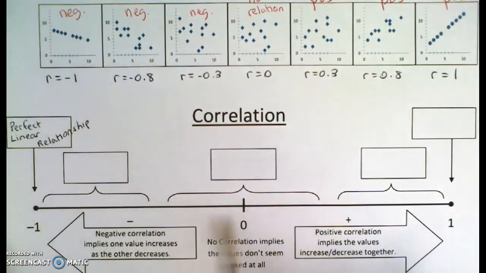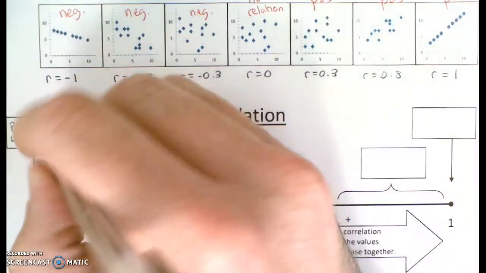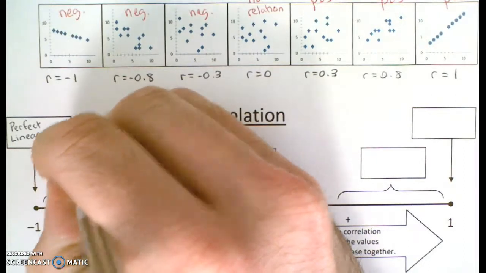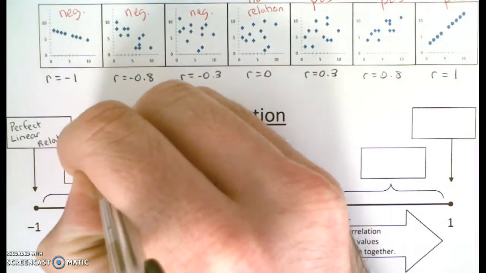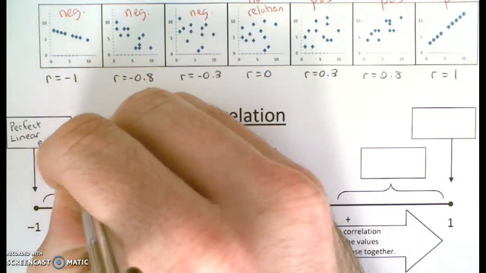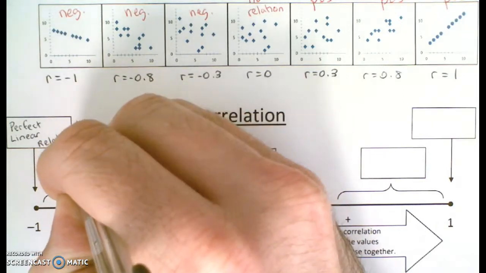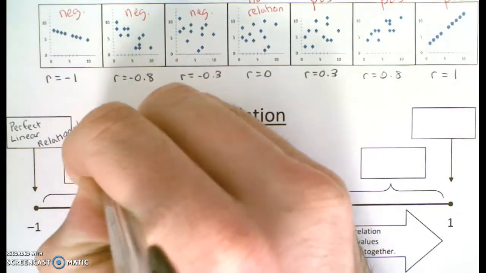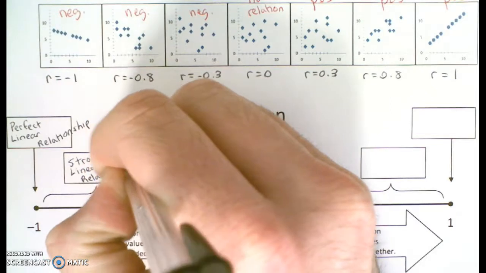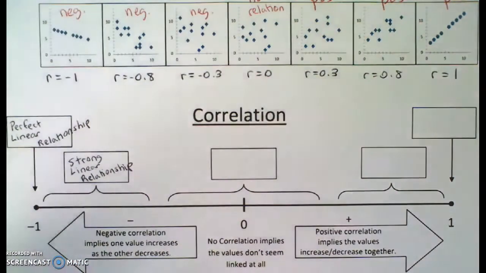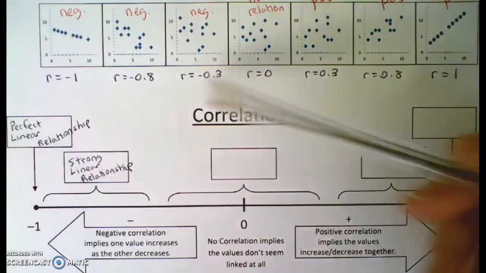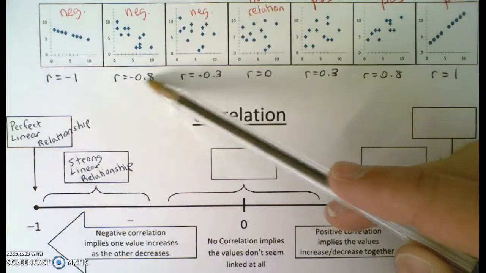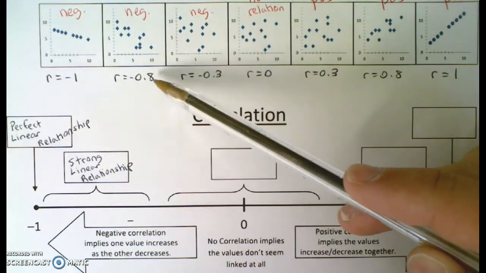Things between 0 and -1 that are still negative have a strong linear relationship. So they're not perfect, but they look very close to having that -1. So in this example, -0.8. It's close to -1, but it's not exactly -1.